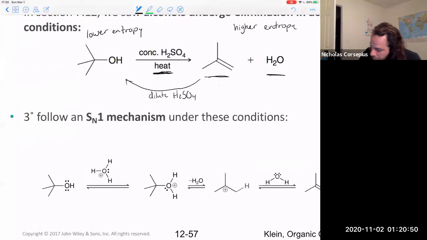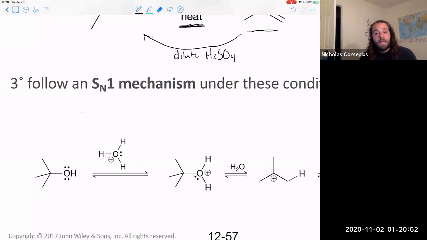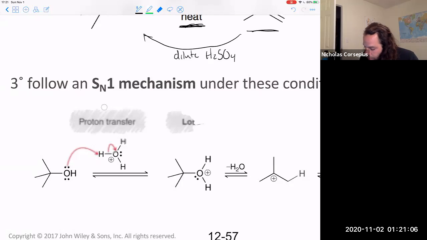The mechanism here, same deal as before, right? What do we got to do? We got to convert our bad hydroxyl leaving group into a good leaving group. So that alcohol oxygen is going to reach over and grab that really acidic proton from the sulfuric acid, creating a really good leaving group here.